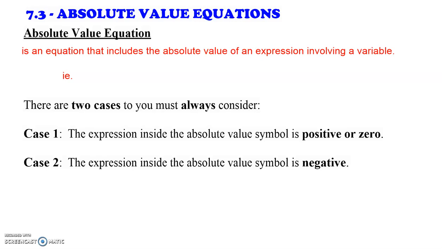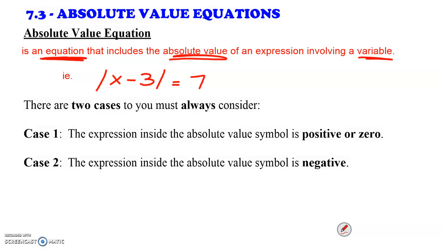All right, our next section is section 7.3, absolute value equations. So now we're talking about an equation. So it includes an absolute value and a variable. So our example of that would be absolute value of x minus 3 equals 7.